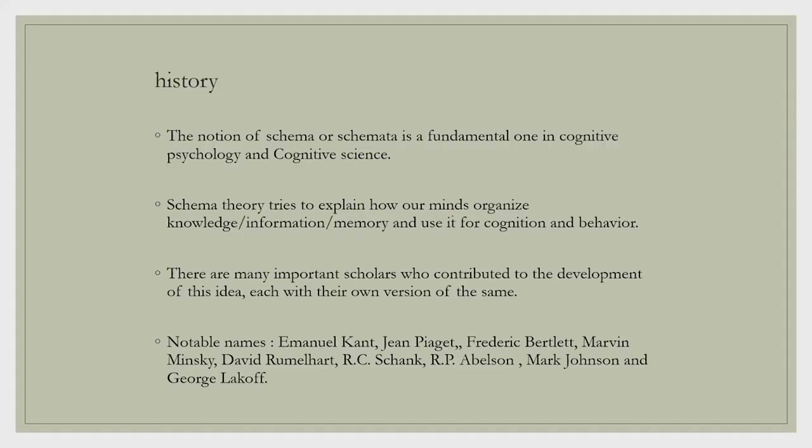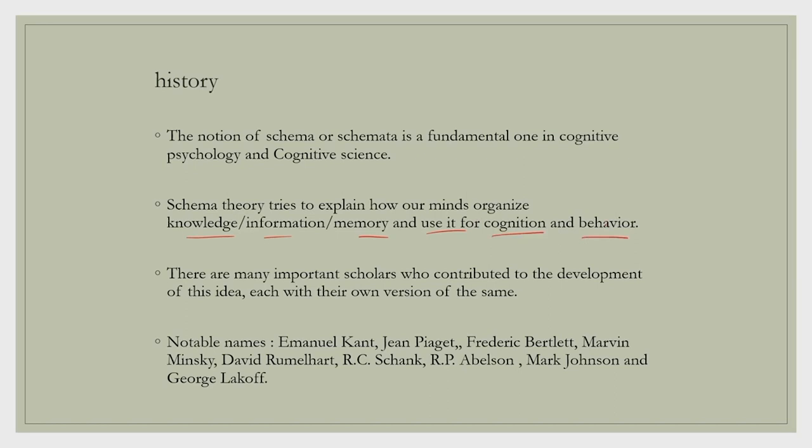But the fundamental notion is still the same. How do our minds organize knowledge, information and memory? It is very difficult to put them separately, so I have put them with a slash. They are not the same, but they are also not very different. They are intertwined. So, how do we store knowledge and information, and then put it in memory, and then retrieve the same when we need to use it for a later purpose? And of course, we use it for cognition and for behavior.